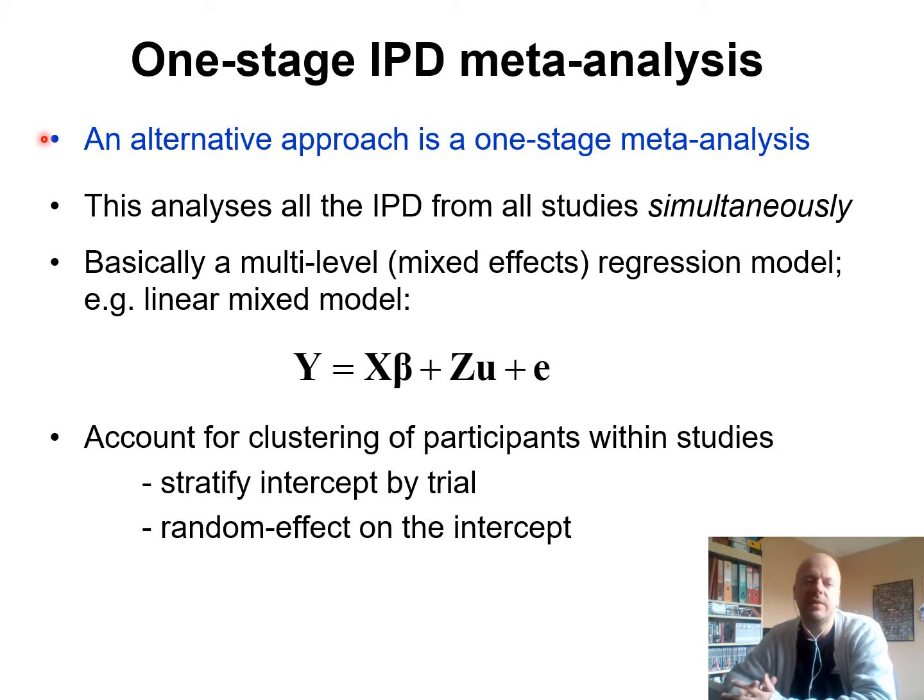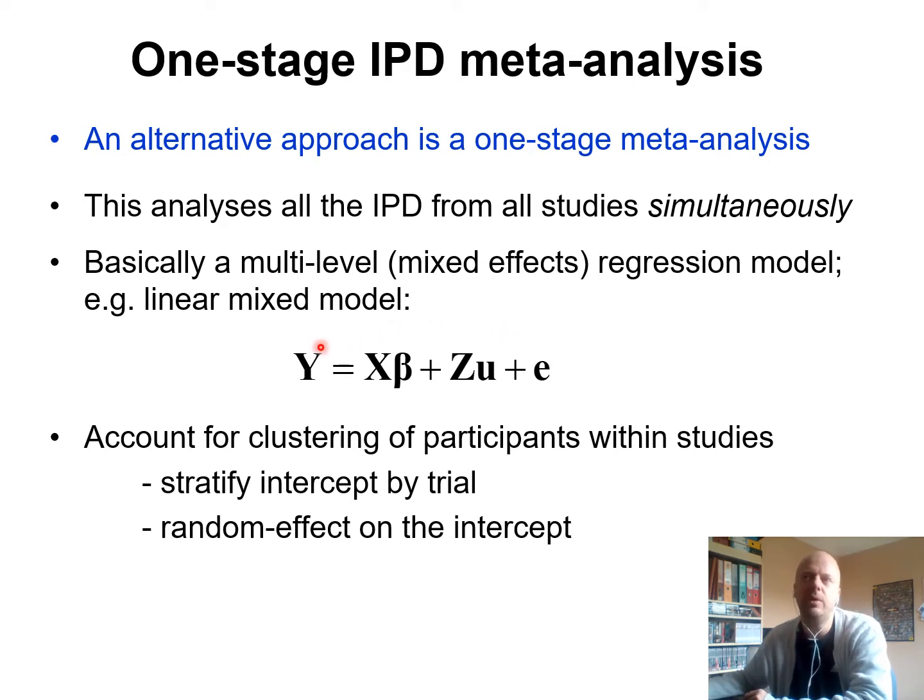The alternative is a one-stage IPD meta-analysis. This is where the individual patient data from all the studies are analysed in one go, in a single statistical model that accounts for the clustering of participants within studies. So it's a multi-level model, a hierarchical regression model, and this could indeed have mixed effects.